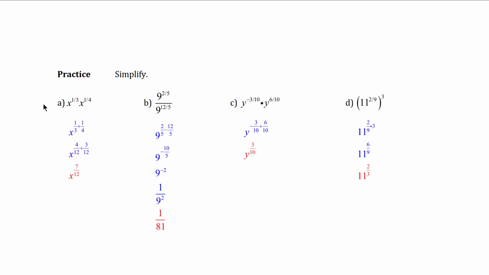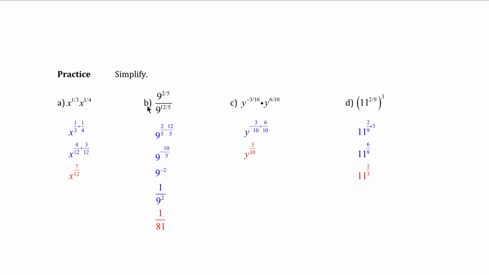Alright, so let's get started with part A. For part A, we use the product rule, so we take our base x, and then we add the exponents 1/3 plus 1 over 4. So I have x to the 1/3 plus 1 over 4 power. Next, I converted the fractions to have a denominator of 12, so I have x to the 4 over 12 plus 3 over 12 power. Adding our exponents together, we get our final answer, which is x to the 7 over 12 power.